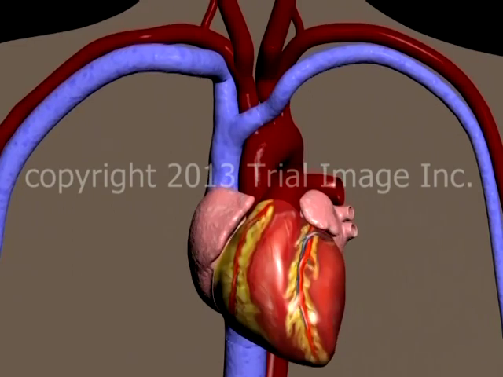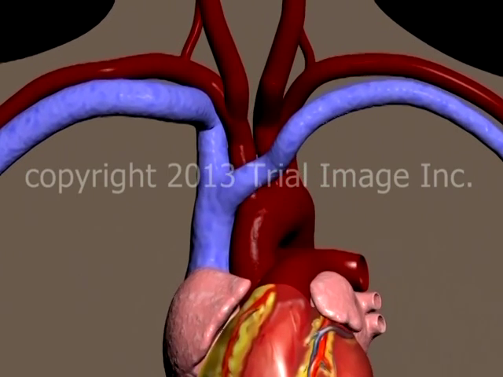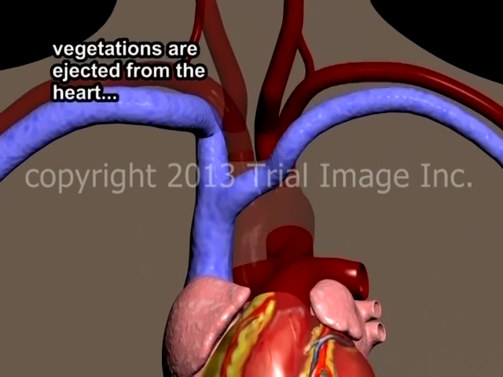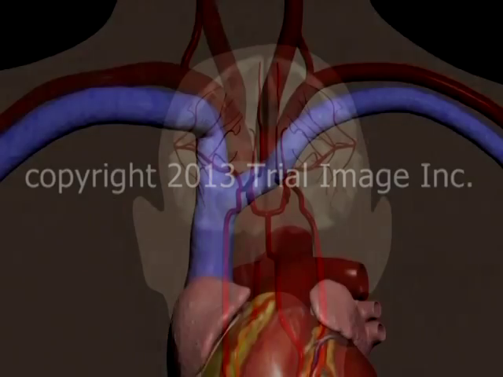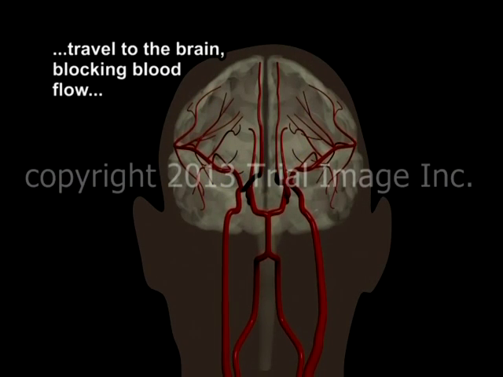Unpredictably, the vegetations may detach from the valve leaflets. The vegetations are then ejected into the aorta, where they may travel up into the arteries of the brain, causing obstruction to blood flow and subsequent stroke.